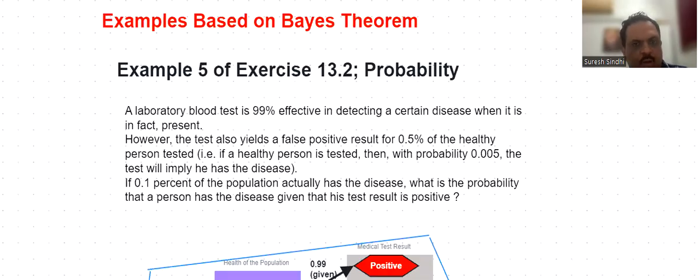Hi everyone. So today we are going to discuss very interesting examples based on Bayes theorem. So let me take the example 5 of exercise 13.2 from chapter probability.